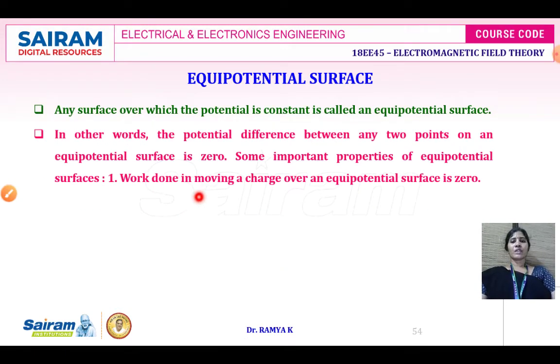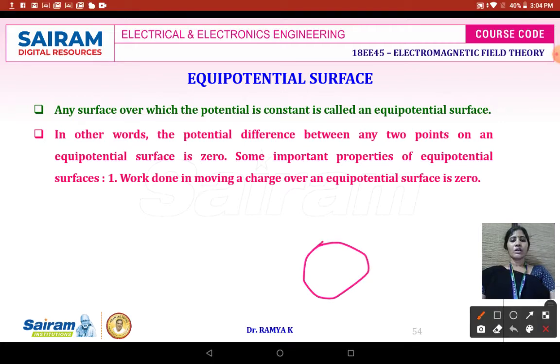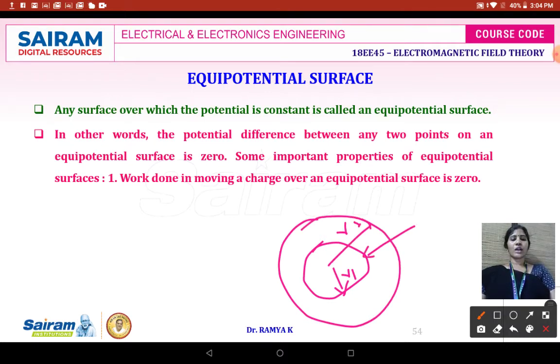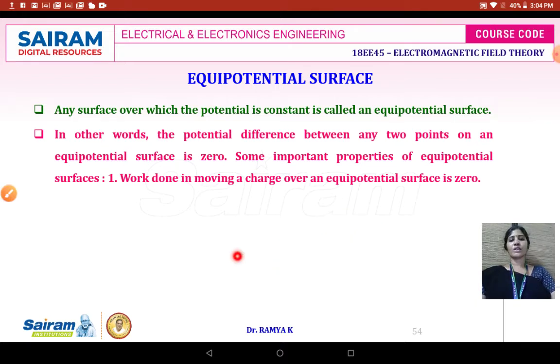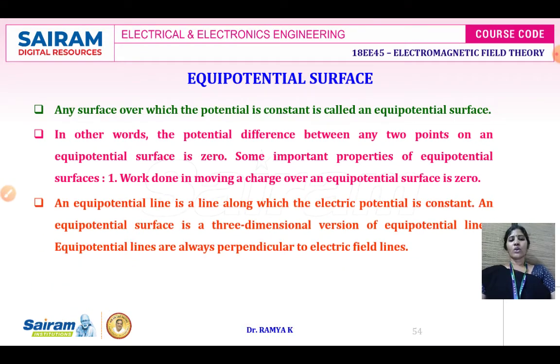Otherwise we can say the potential difference between any 2 points on the equipotential surface is going to be 0. As we discussed in the previous one, this is path R1 and this is path R2. The potential at R1 is V1 and at R2 is V2. The potential difference between the 2 points is 0 in case of the equipotential surface. And also the equipotential line is a line along which the electric potential is constant.